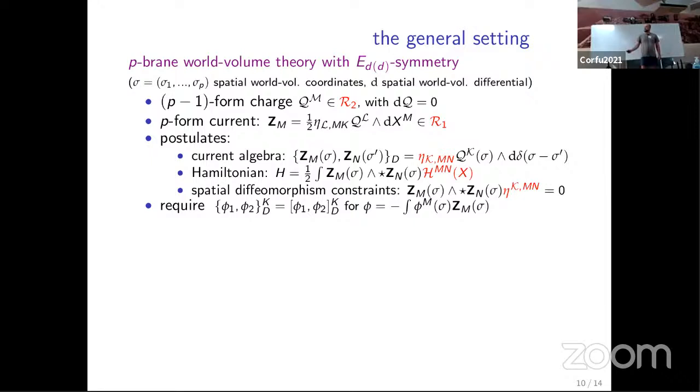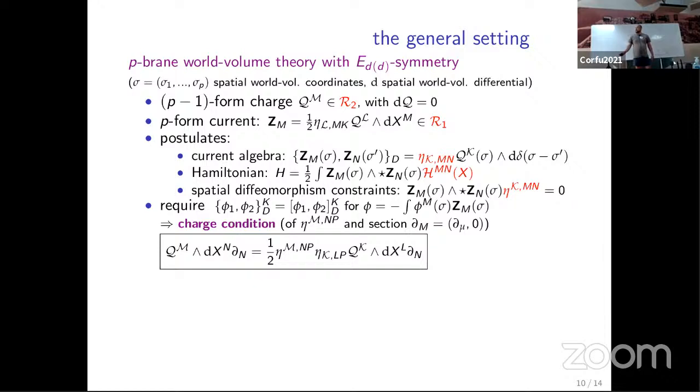Now I've introduced this additional degree of freedom, and to understand what the candidates for this Q are, I will require what I derived from the string case, namely that the Poisson bracket of such sections, so contractions of functions phi m with these currents, will correspond to the generalized Lie derivative of these phi m. I want EDD covariance on the phase space of these p-brane worldvolumes. From that, we derive a condition on this Q, which I call the charge condition, which looks like that.